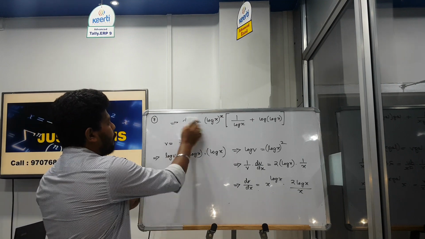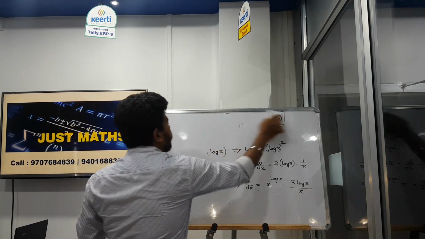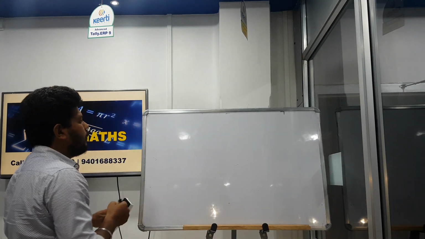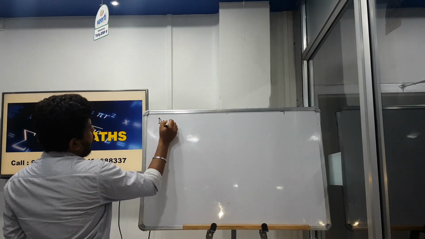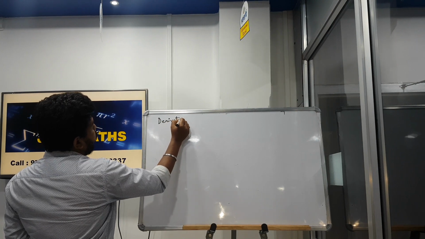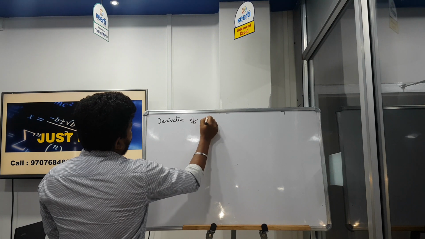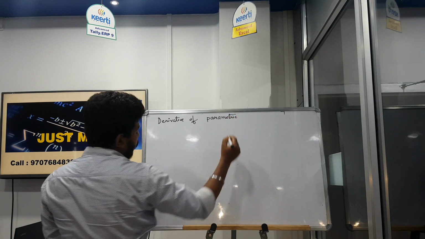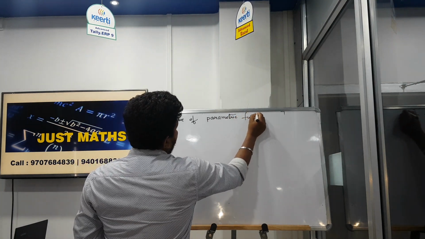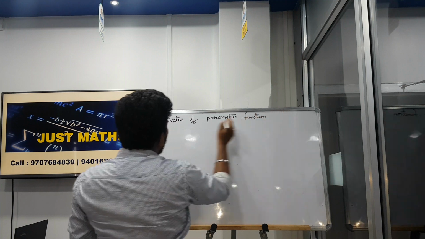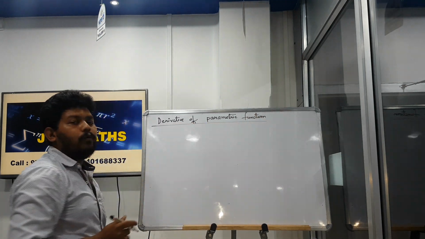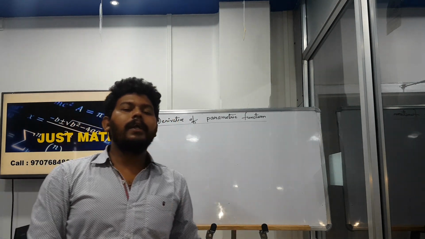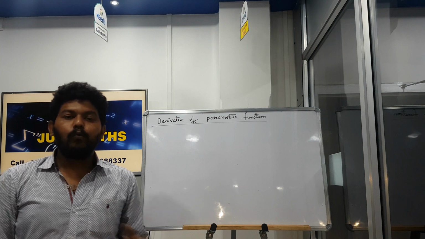Now we'll move forward to parametric form of derivative. We can write derivative of parametric functions. I will write functions. What is function? When we can establish a relation between x and y, either in an implicit form or in an explicit form, we call it a function.